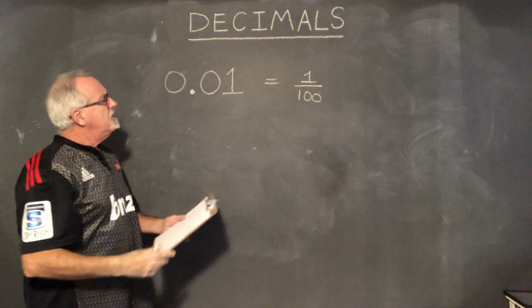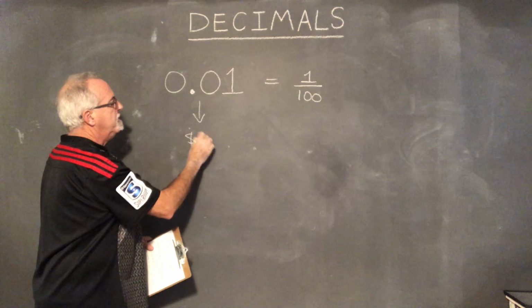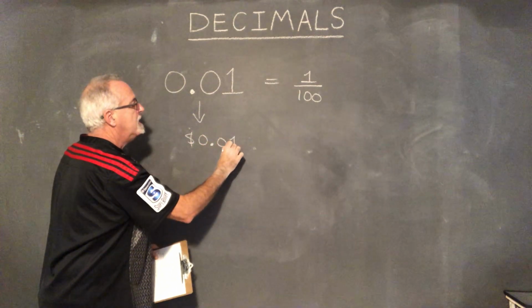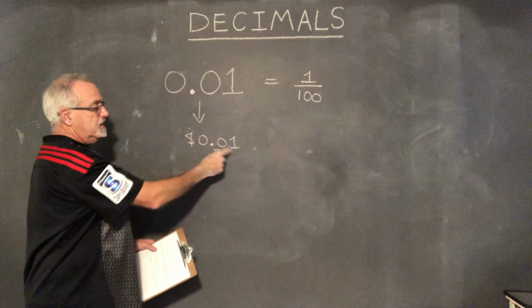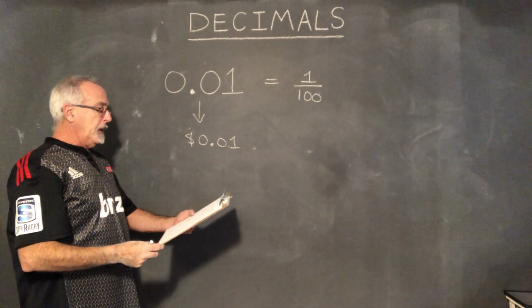I like this. And then the money side of things. I can write this as money, and it would mean 1 cent or 1 penny, but this is still how we write it as money because when we write money, we use the decimal system. Okay.